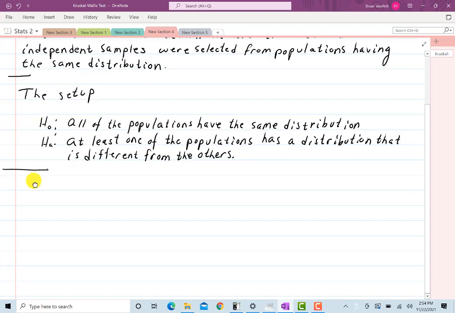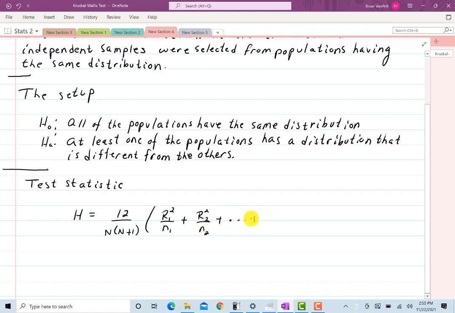Our test statistic will look like the following. We're going to be using the chi-squared table, but the test statistic nonetheless, the letter used is H. We have 12 divided by capital N times capital N plus 1 times R1 squared over N1 plus R2 squared over N2 plus ... plus R sub k squared over N sub k, minus 3 times capital N plus 1.